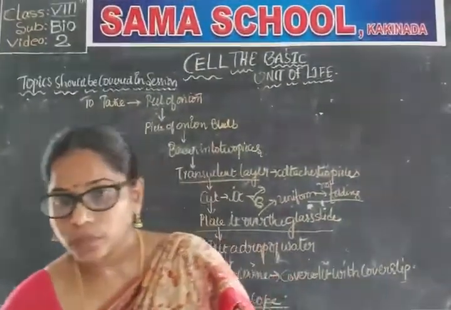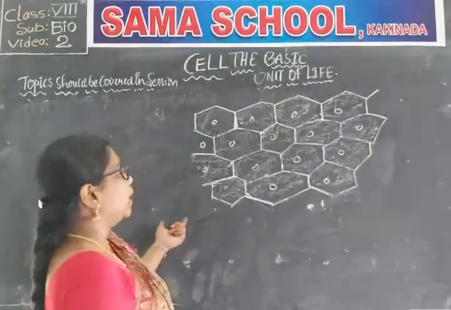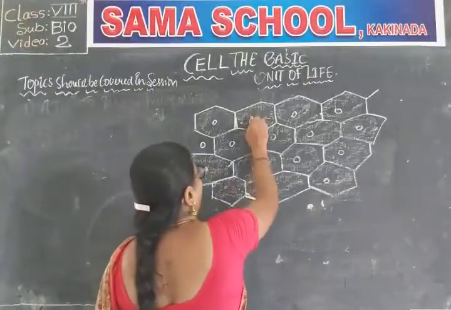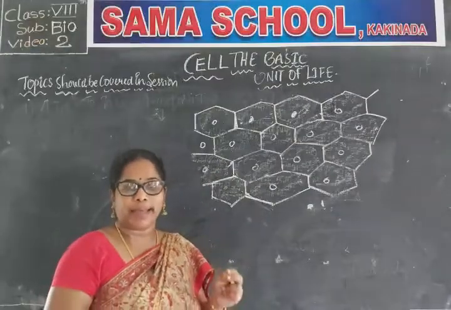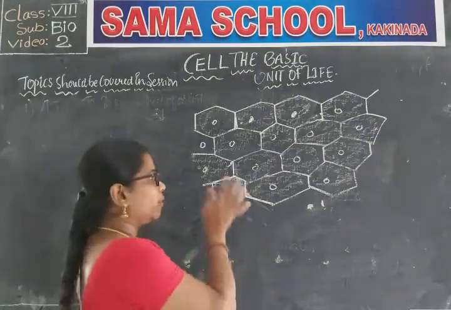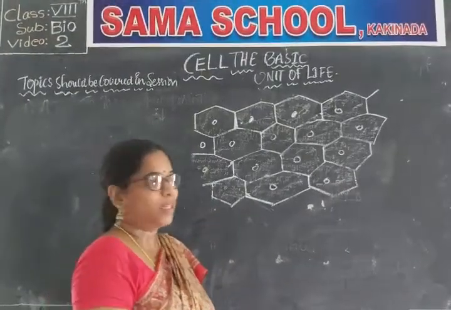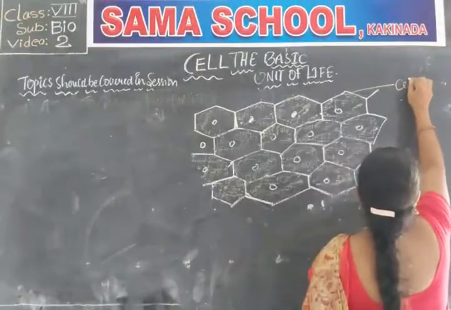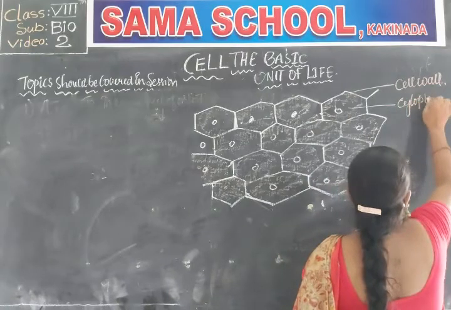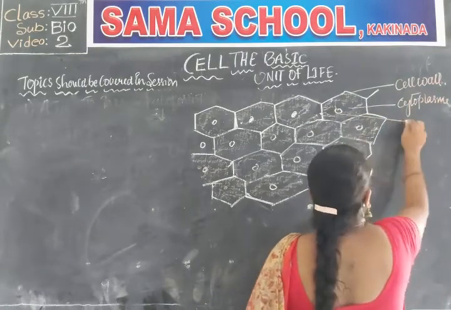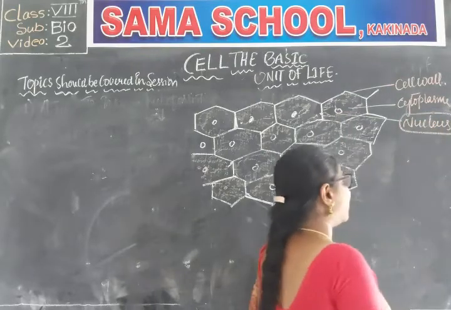So everyone, I am going to draw the diagram of the onion peel cell. You can see clearly a dot in the middle, it is called the nucleus. So I want to mention the parts. Why? Because every time in the examination, the questions give this diagram and ask you to write the parts of this diagram. So this is the cell wall. You can see this is the cytoplasm and this is the nucleus. Why? Because we are going to learn about the nucleus in the upcoming classes.